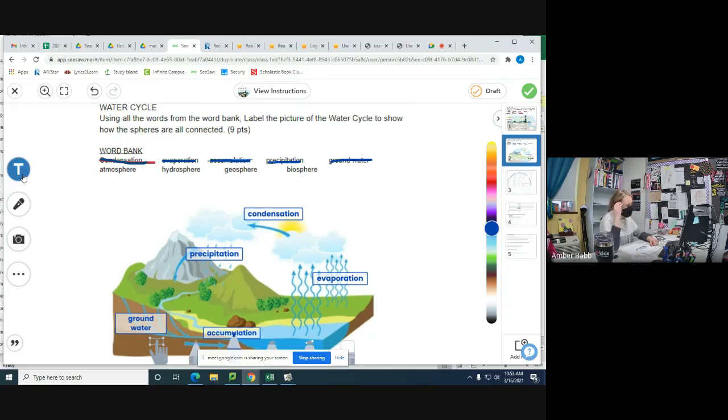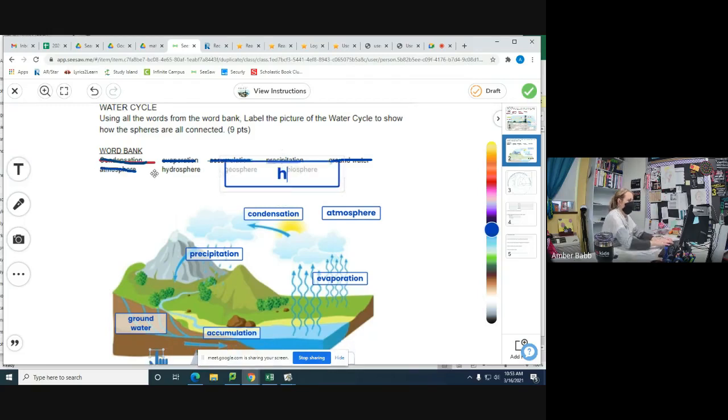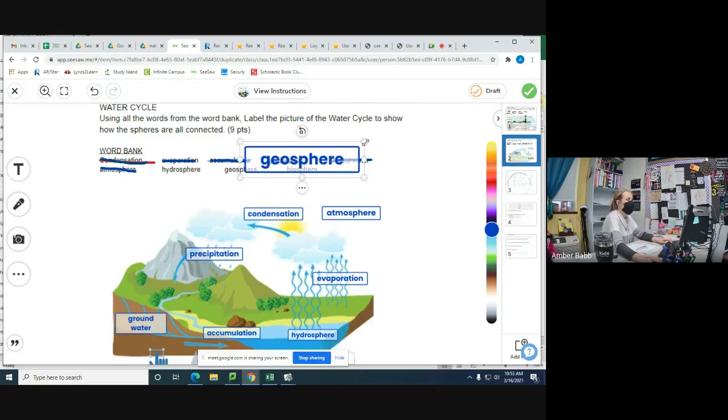All right, and now we just need to label our four spheres. So now we've got atmosphere. Where's that going to go? Next to the sun. It can go anywhere up here. Okay, on the mountain. Where is my hydrosphere going to go? Water. Okay, the lake is what I'm hearing. We'll put that down here. Where is my geosphere? On the mountain. All right, I'm hearing mountain is a good one. That's a good landform that we can use.